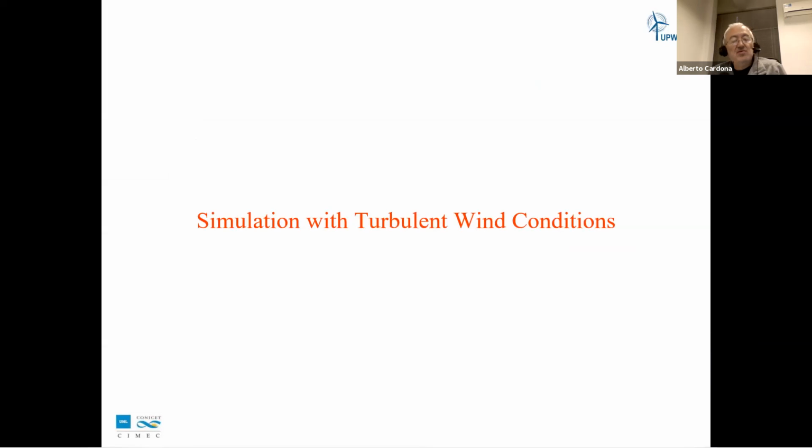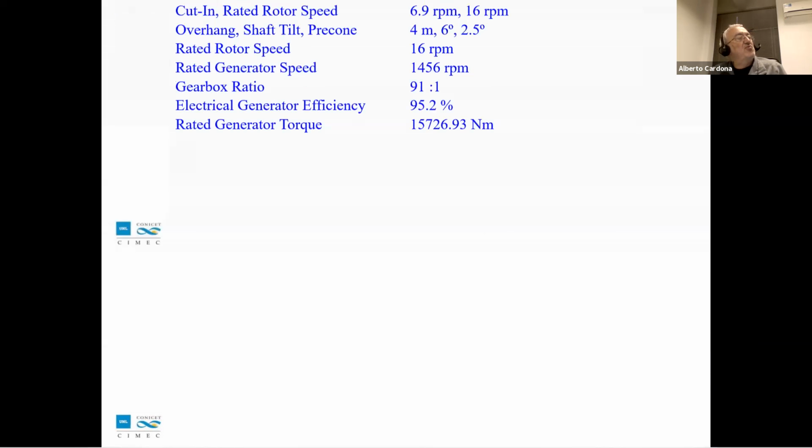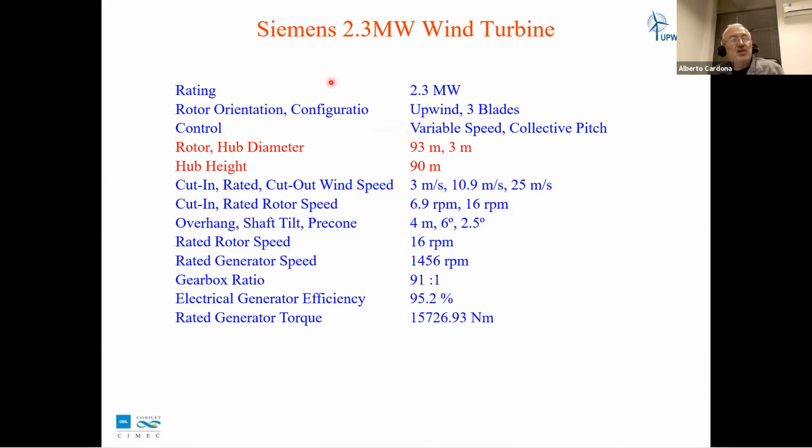This is another simulation in which we imposed variable wind conditions. This computation was done on a Siemens 2.3 megawatts wind turbine, whose rotor is 93 meters. The height is 90 meters also.